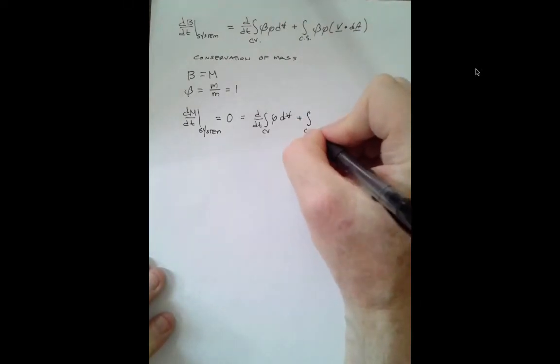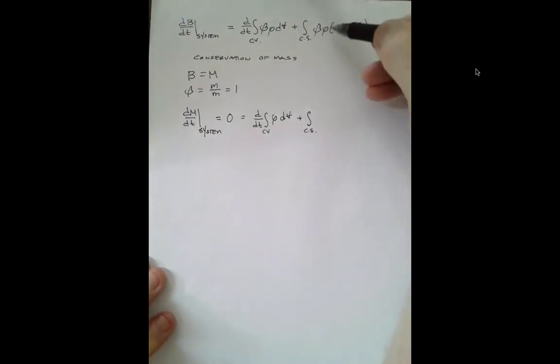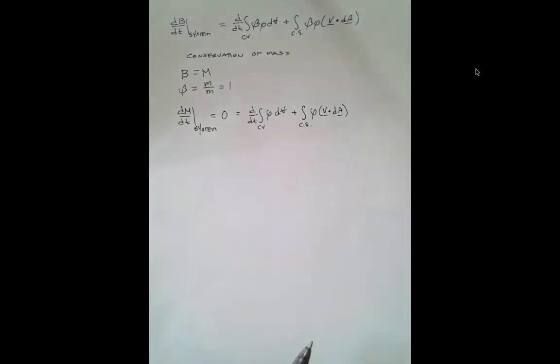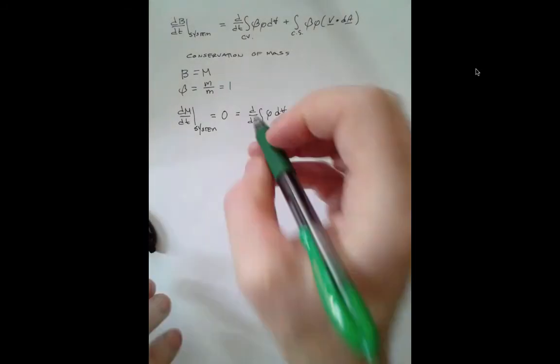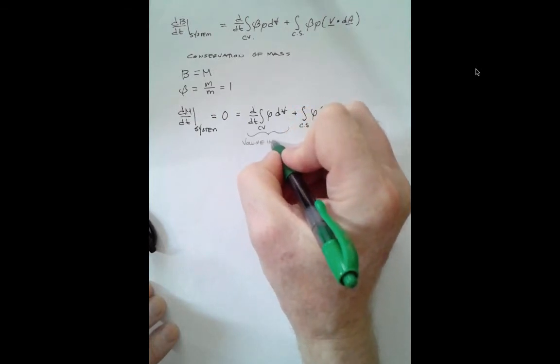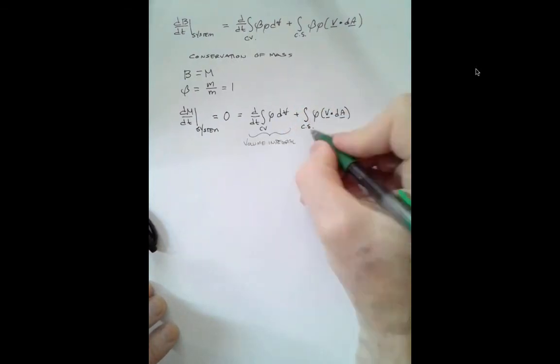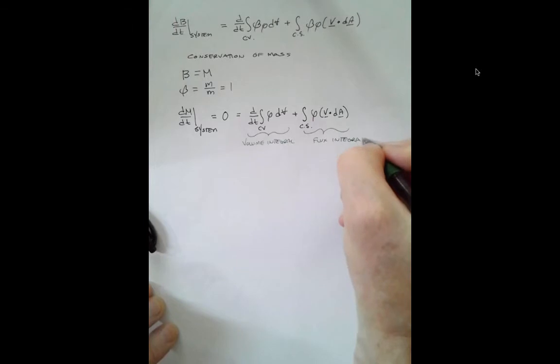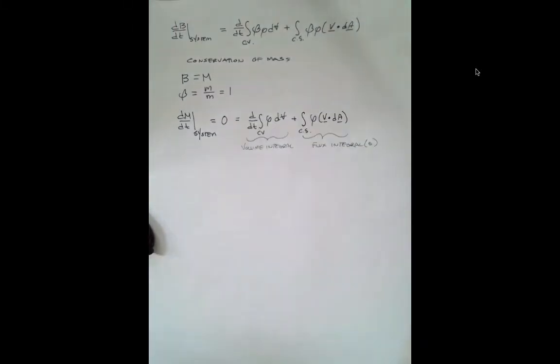Plus the integral over the control surface. Beta's 1 now, so rho, and then the result of the dot product V dot dA. And that is the Reynolds transport theorem applied for mass. Now, to get consistent with the words I'll use, this is the volume integral. And this is the flux integral. And usually there's multiple flux integrals, so I'll write it as a plural. It's the flux integrals.